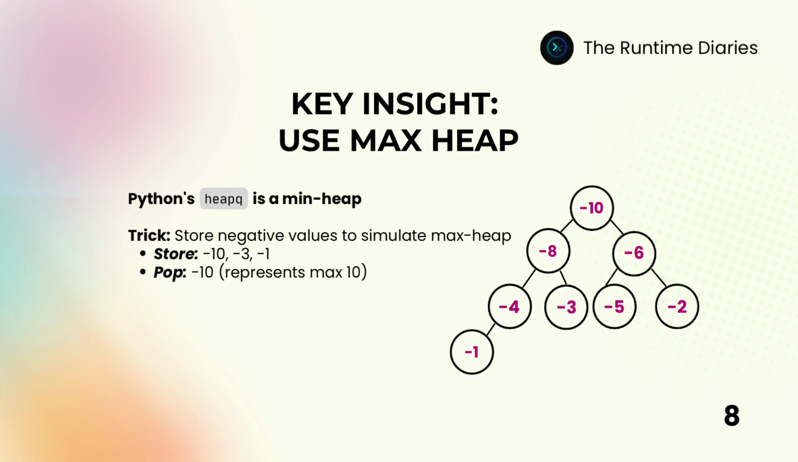For example, if your original numbers are 1, 10, and 3, you store -1, -10, and -3. The smallest value in the heap is -10, which corresponds to the largest original value of 10. When you pop from the heap, you get the most negative value, which you flip back to positive to get the actual max. This negative value trick is a common pattern in Python interviews.